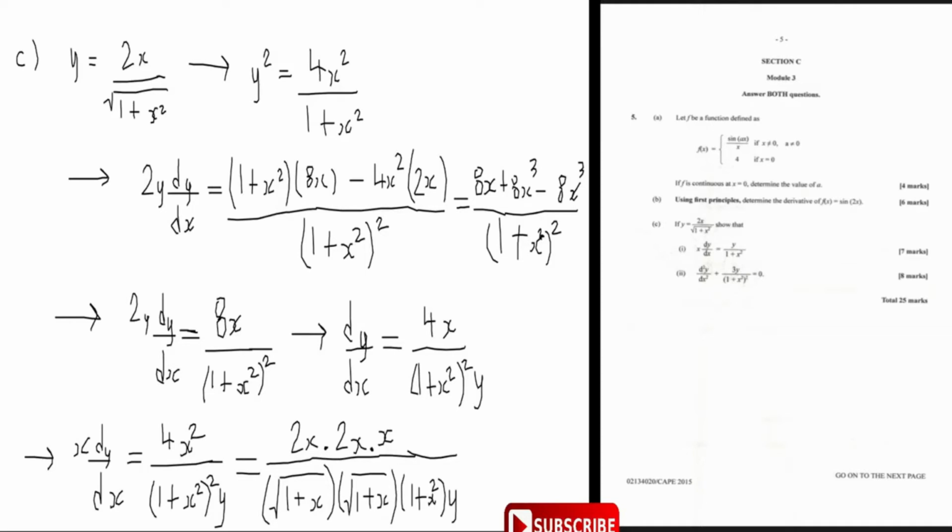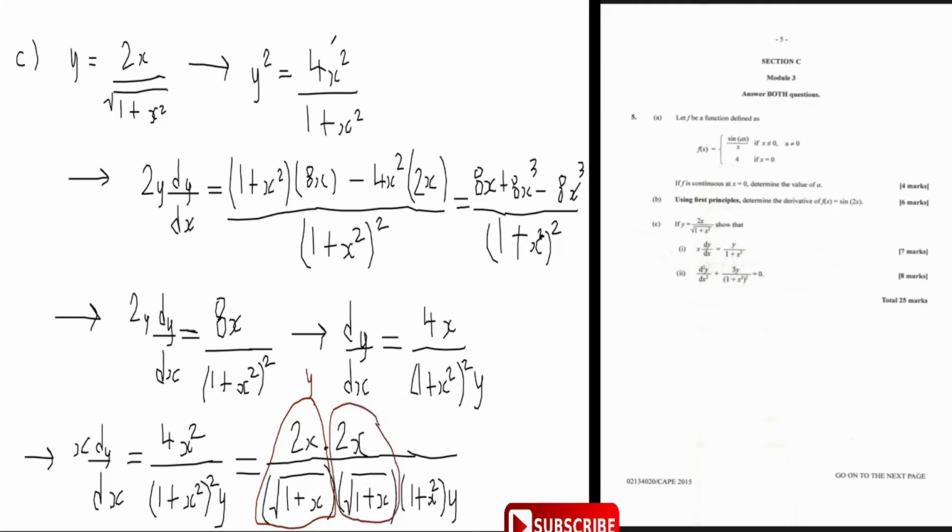As we can see, this part right here, wait, 4x squared. Yeah, 4x squared is 2x times x. My apologies. 4x squared is 2x times 2x. Now, what am I saying now? I am saying that this 2x over the square root of 1 plus x, this part is y. This is y, and this 2x is y, and this 2x over the square root of 1 plus x is also y.